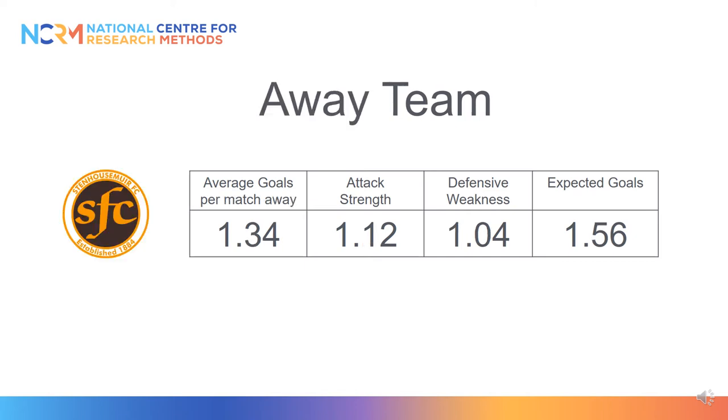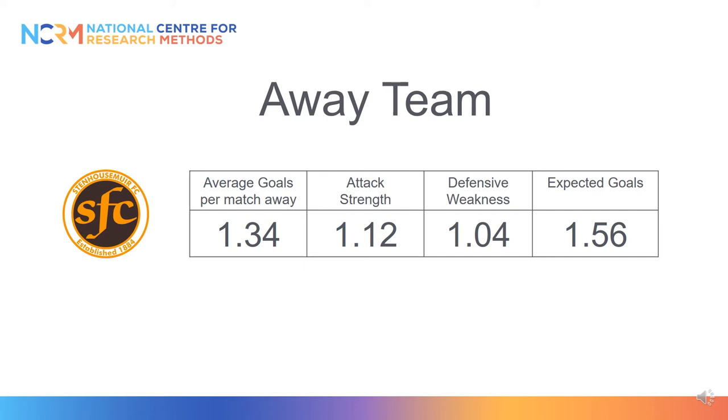Stenhouse Muir are playing away. The average number of goals scored by an away team is only 1.34. But Stenhouse Muir are not an average team. They usually score about 0.12, or 12%, more. Their attack strength is 1.12, remember.